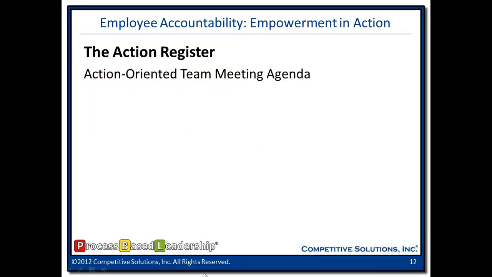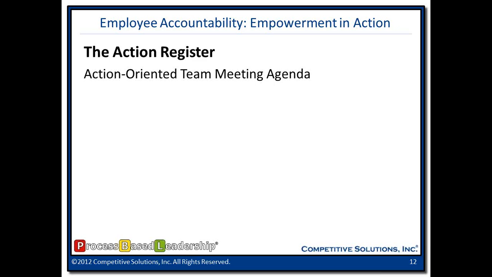So let's talk about the action register and how this works in teams. And real quick about communication. Email is not a valid form of communication in organizations. Email is advertising. What I'm talking about here is coming together for 30 minutes a week to talk about the business and to talk about performance around things.